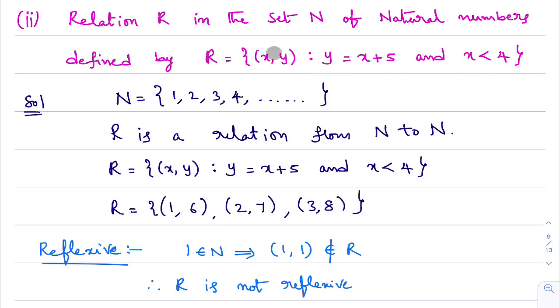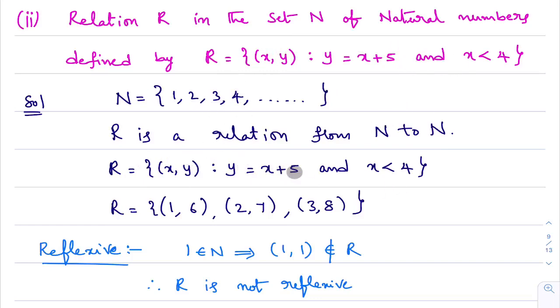Okay, I said in the last problem, 3 points are important. First, what is the given set? R is a relation in the set of natural numbers. You know what natural numbers are? 1, 2, 3, 4, like that. It's an infinite set. Second point, R is a relation in the set N. That means R is a relation from N to N. This you need to identify. These 3 points you need to write clearly. Third one, what is the given relation? R equals the set of ordered pairs (x, y) such that y equals x plus 5 and x is less than 4. These 3 points are written.